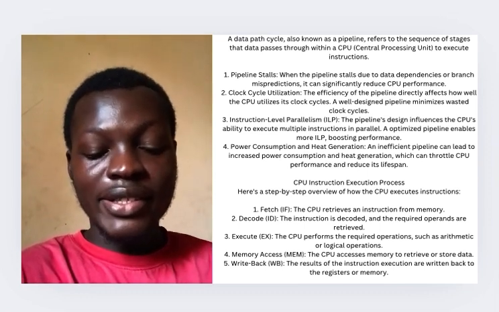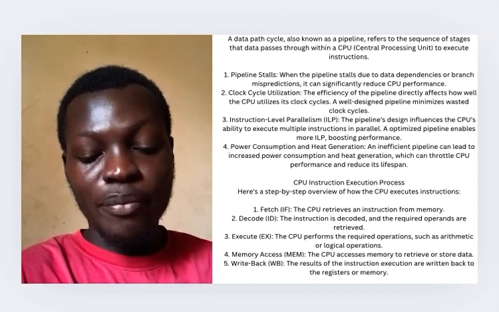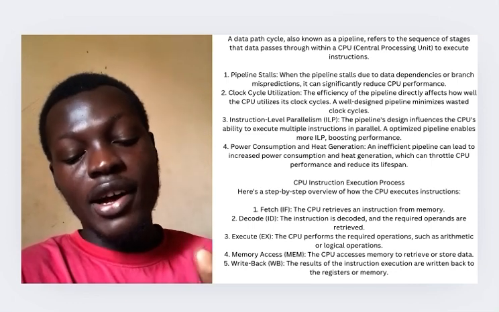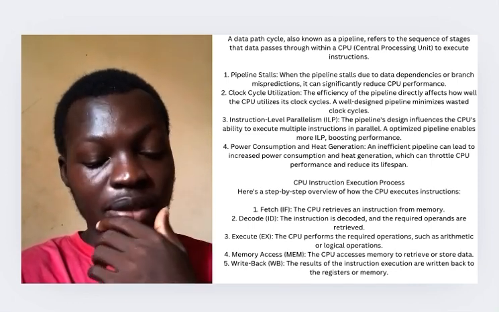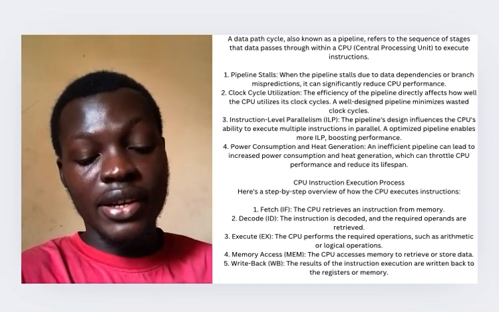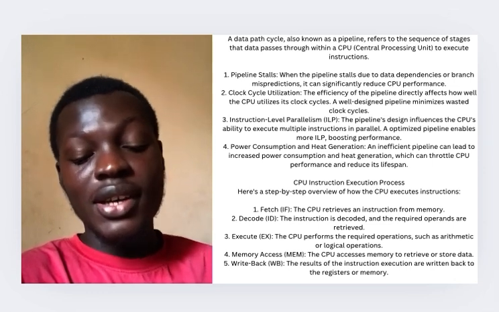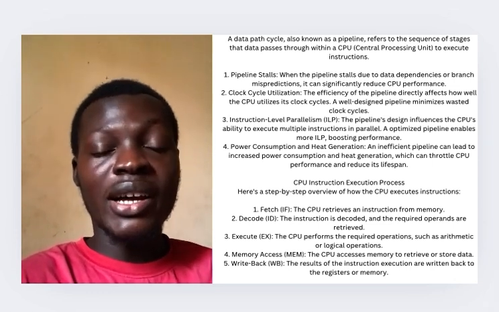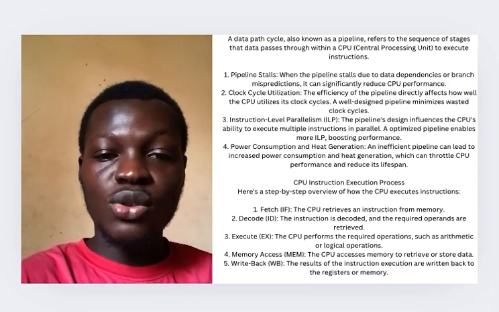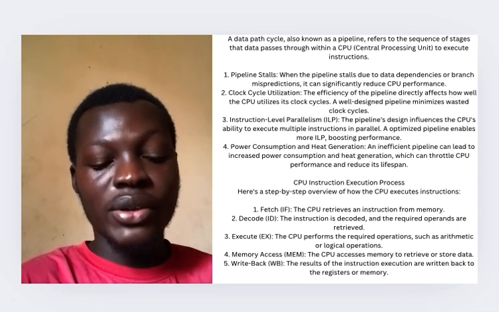Execute. It says that the CPU performs required operations such as arithmetic or logical operations. So here, the retrieved information or instruction that has been decoded is being executed. The CPU performs the required operations, such as an arithmetic operation, like some sort of calculation, or it could be a logical operation.